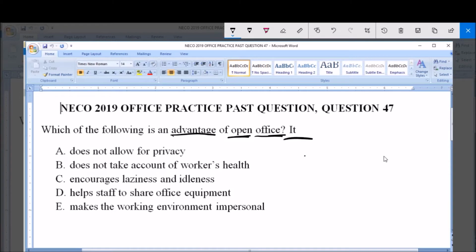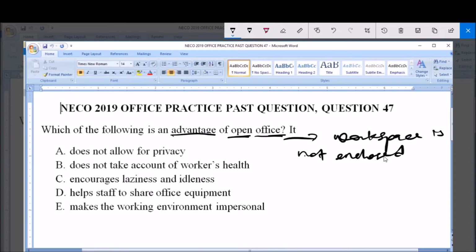Now, like you know, Open Office is a type in which working space is shared among workers. That is, the workspace is not enclosed. So therefore it is shared among workers. Now it has advantages and disadvantages.